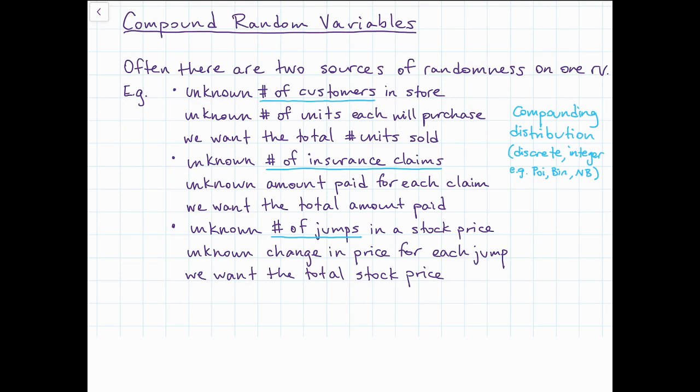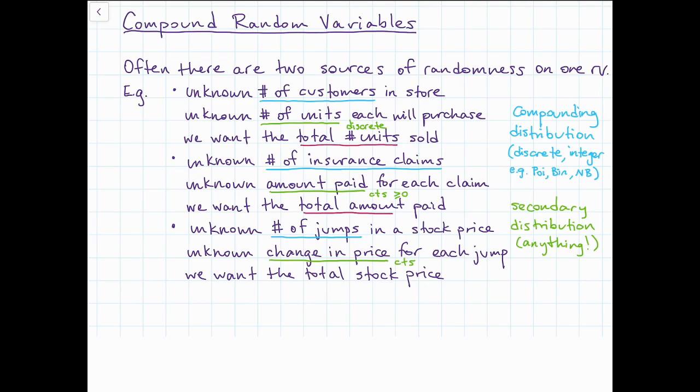The second thing is that they all are looking at adding up something for each of those units. And this is known as the secondary distribution. It could be absolutely anything. In the first case, it's discrete. In the second, it's continuous and positive. And in the third case, it's continuous and could be negative. So that secondary distribution, the thing that we're adding up, could be absolutely anything.